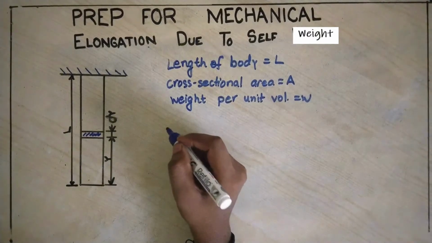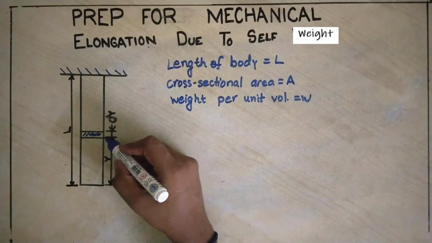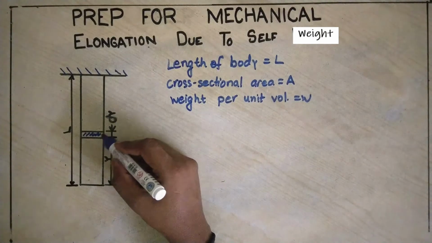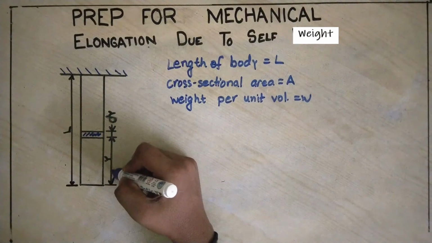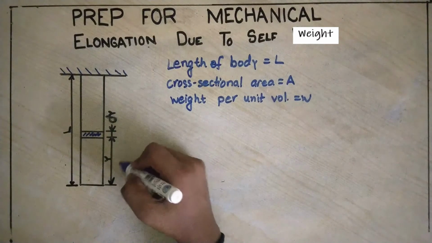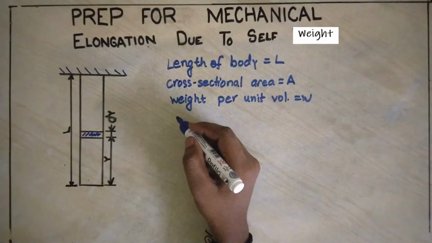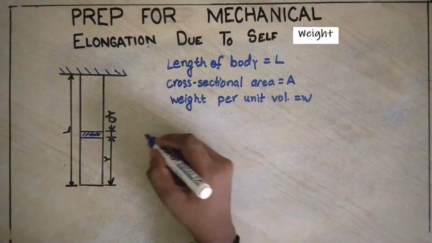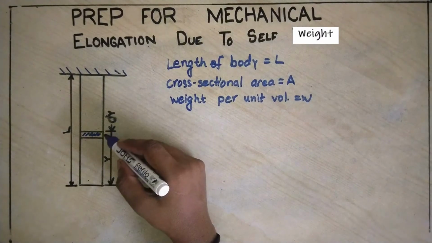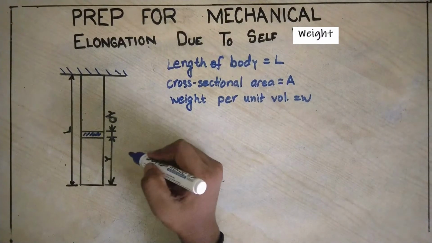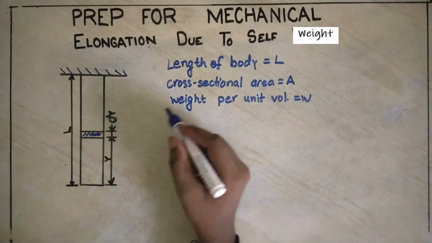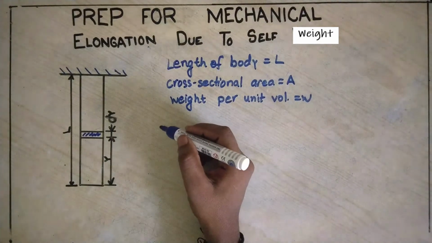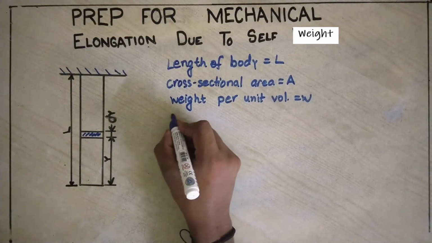To calculate elongation, we have considered an elemental length dy which is at a distance of y from the bottom. To calculate elongation, we will first calculate the elongation in the element and then we will integrate to get the elongation in the whole length.